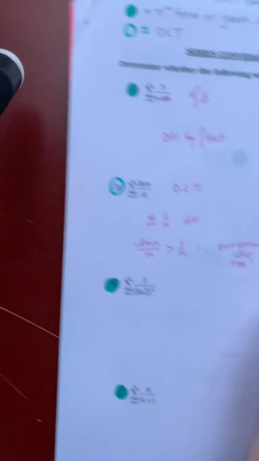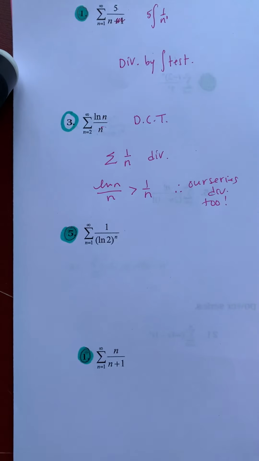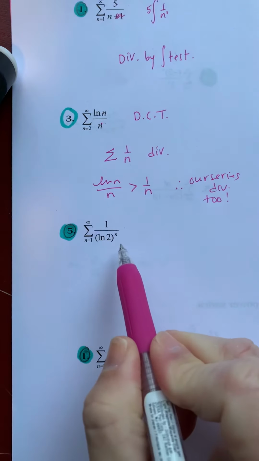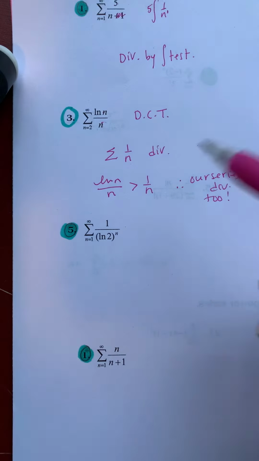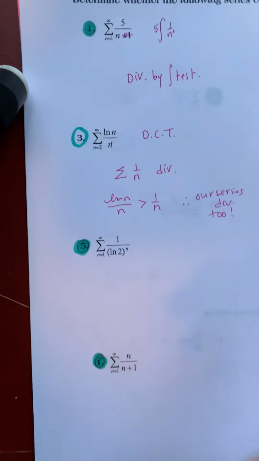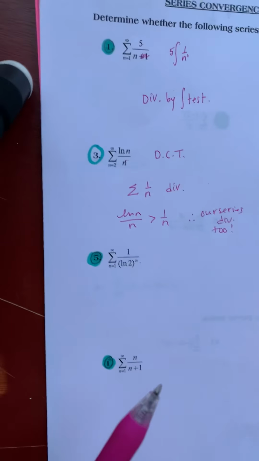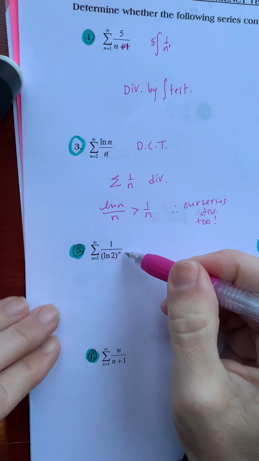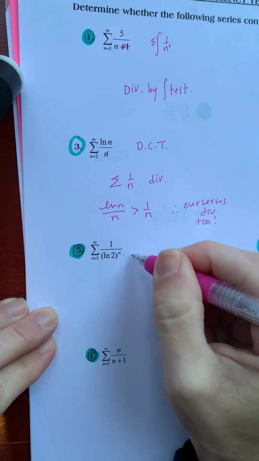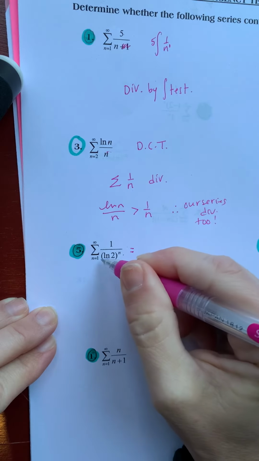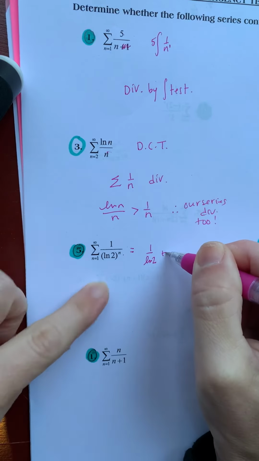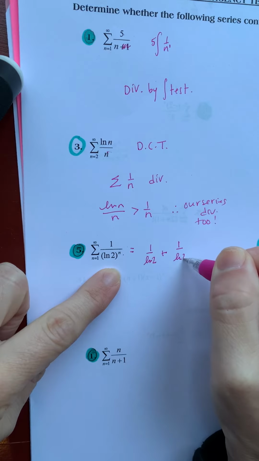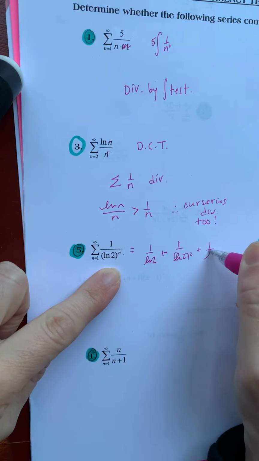Number 5. Hey, a geometric test. So number 5, the bottom is growing faster than the top, so it's worth continuing. How did I know it was geometric so fast? The power of n. I had this power of n, so that's going to tip me off that this is geometric. So if I write out the first few terms, n equals 1, so I'm going to have 1 over the natural log of 2. Then when n is 2, 1 over the natural log of 2 squared, 1 over the natural log of 2 to the 3rd, and so on.